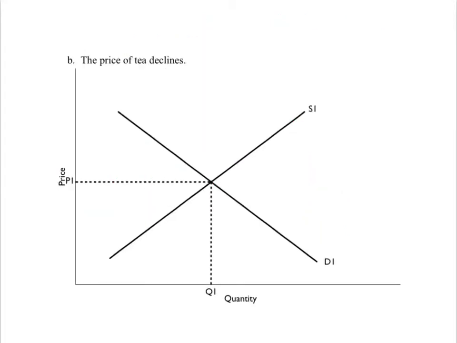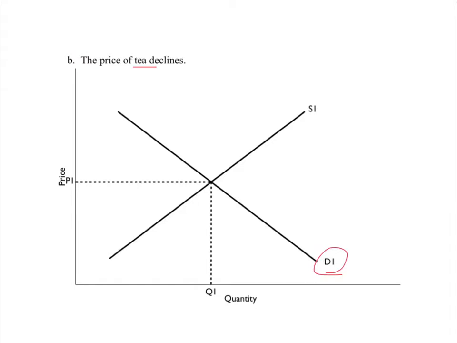In our second scenario, the price of tea declines. Well, in this case, tea, we know, is a substitute for coffee. Coffee and tea are both warm beverages. The price of tea has declined. More people are going to purchase tea at the lower price. And as a result, we're going to see a change, and in particular, a decline in the demand for coffee.